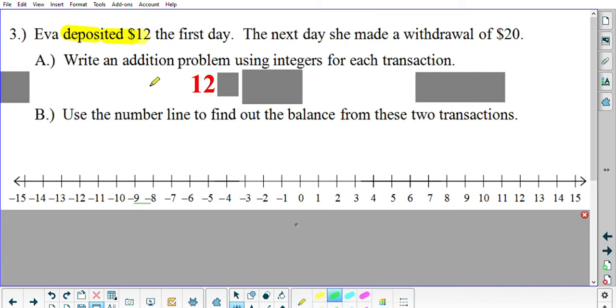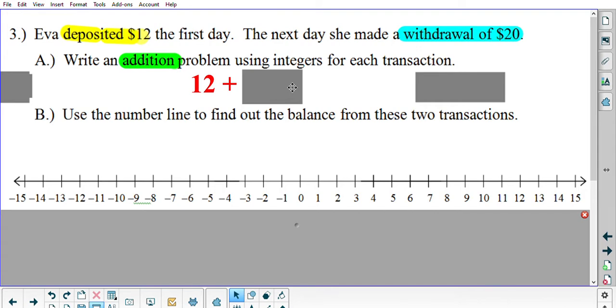Now, it did say an addition problem. That is in the directions. So we have to make sure that we put a plus sign between the numbers that we write. We already talked about how depositing 12 is a positive 12, so that's already written down. But what about the withdrawal of $20? When you withdraw money from your bank account, that takes it out of the bank account, which makes the money that you used to have in your bank account now become less.